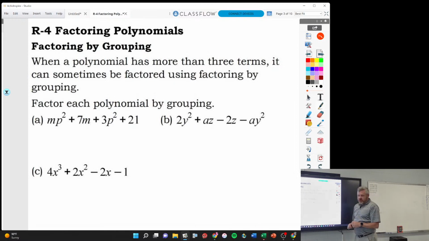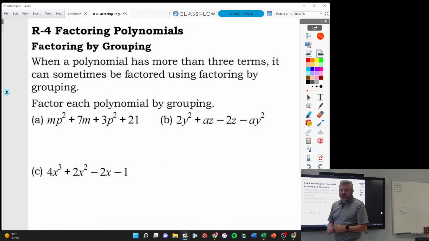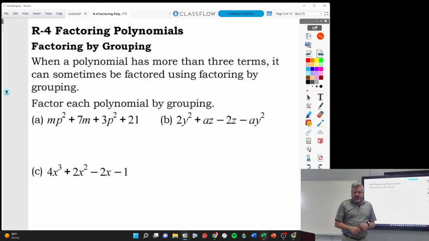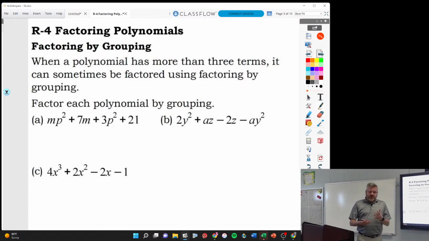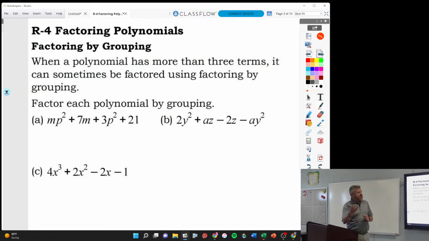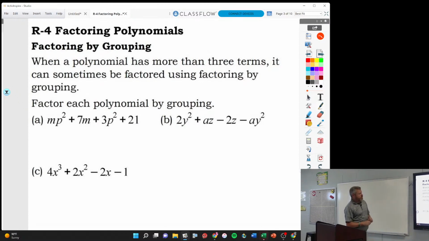Factoring by grouping. This is another method of factoring. Factoring by grouping is something you want to look at if you're factoring some kind of polynomial that has 4 or more terms. When a polynomial has more than 3 terms, that's 4 or more, it can sometimes be factored using factoring by grouping. So here are 4 polynomials, and we're going to factor them by grouping.